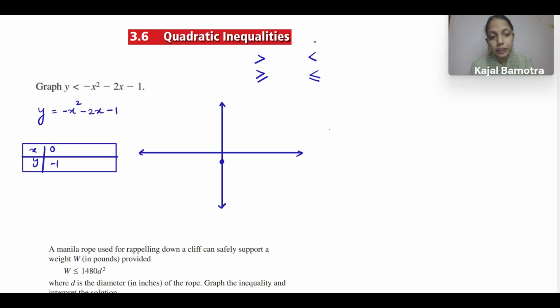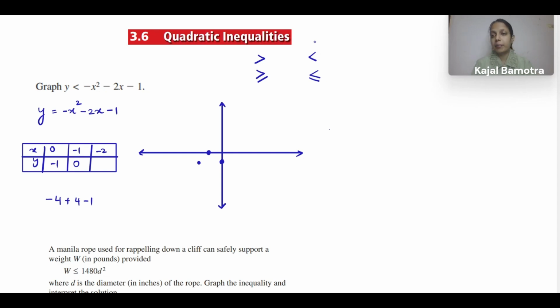Then if I substitute negative 1, this becomes positive 1, and this is negative 1, negative 1, negative 2 plus 2, so 0. At negative 1, the answer is 0. Then you can take negative 2. If you choose negative 2, it becomes negative 4 plus 4, negative 1. It's negative 1, so it comes down again. These are the three points we got.